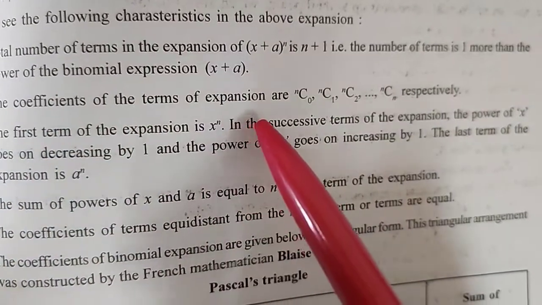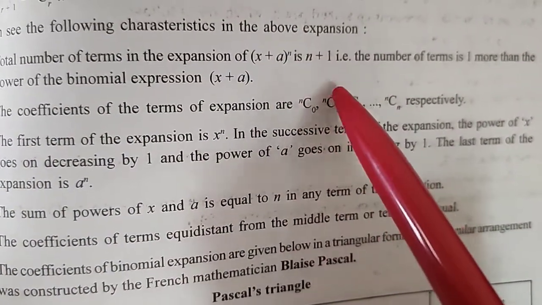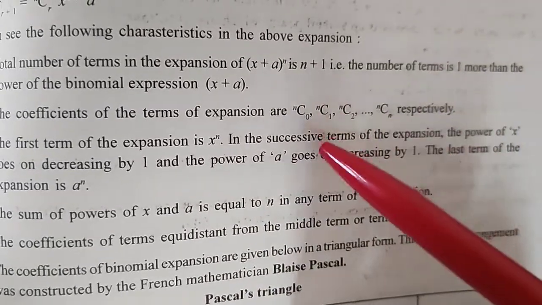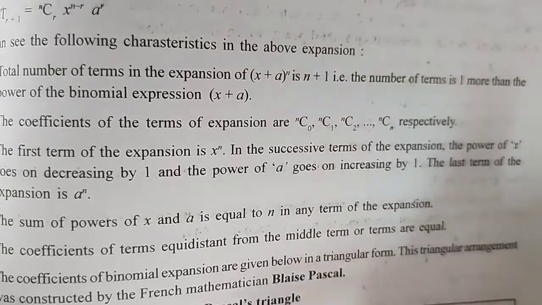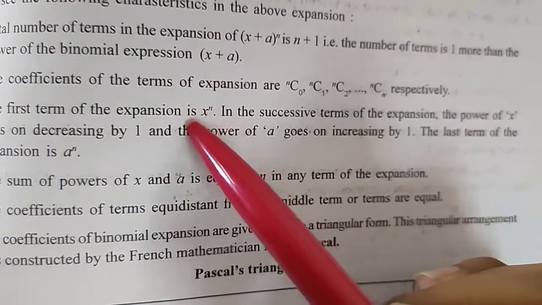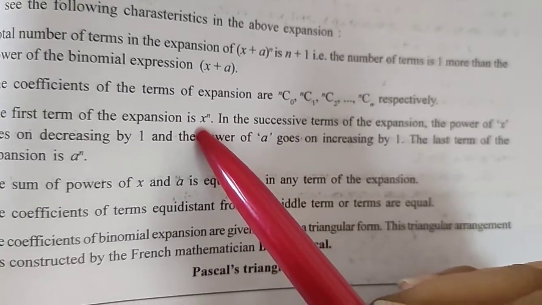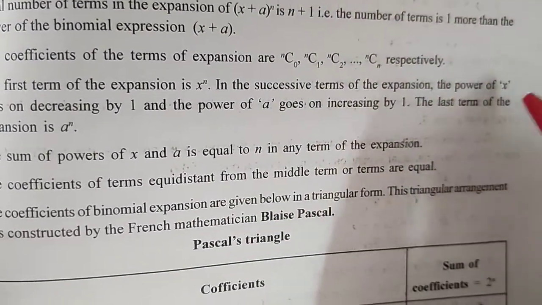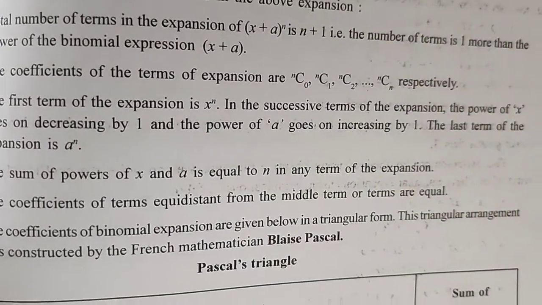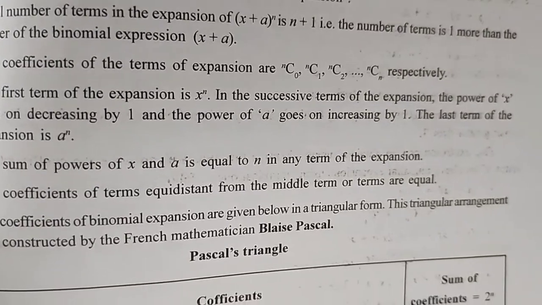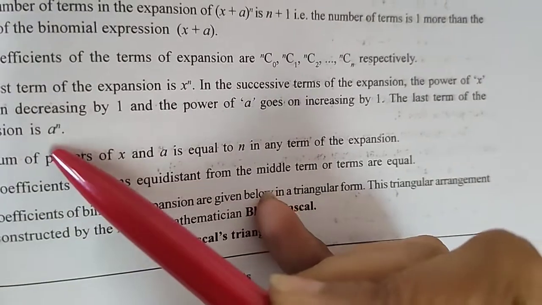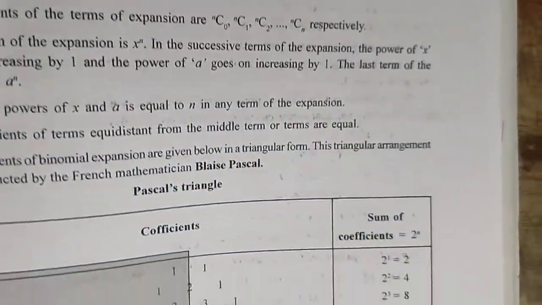Second, the coefficients of the terms of expansion are nc0, nc1, nc2 and ncn respectively. These values we can directly get from our Pascal triangle, which you will see just now. The next, the first term of the expansion is x raised to n, and in the successive terms of the expansion, the power of x goes on decreasing by 1 and the power of a goes on increasing by 1. So the last term of the expansion is a raised to n.